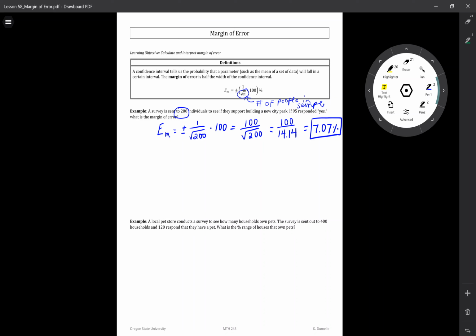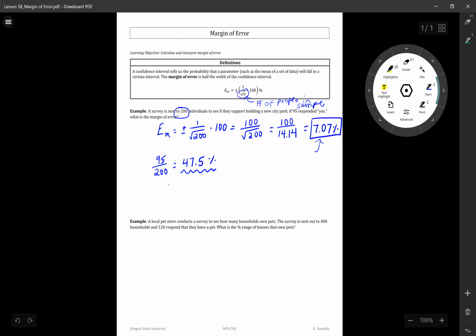What does this mean? Well, 95 people responded yes. So what percentage responded with yes? Well, we have 95 out of 200 responded yes. So this is 47.5%. So from this survey, 47.5% are in support of building a new city park. But there are obviously more than 200 people in this town. So this 7.07% tells me how far away my actual percentage could be from 47.5%.